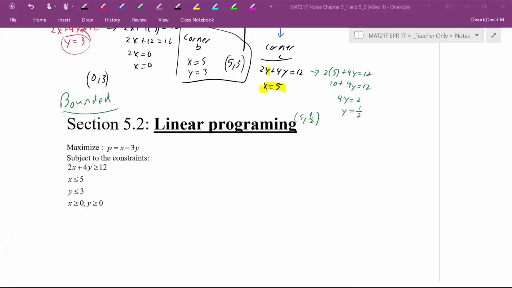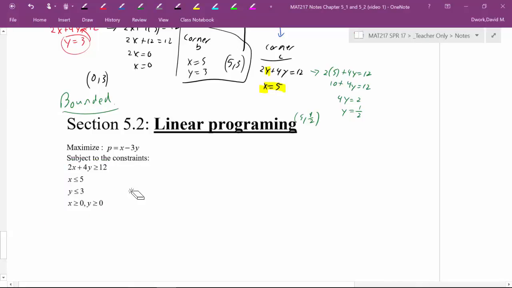Okay, here we are in section 5.2, and we're going to talk about linear programming. Now, what is the difference between linear programming and what we've been doing? Well, you'll notice not much. The wording is a little different, but do you notice I kept the exact same thing that we're going to graph from the last problem, from the example?